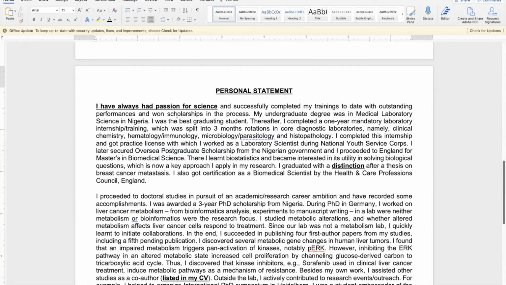Okay, I did mention here that I have 1 scholarship. Remember, this is scholarships, but I have mentioned 1 scholarship here from the Nigerian government, and I proceeded to England for Masters in Biomedical Science.